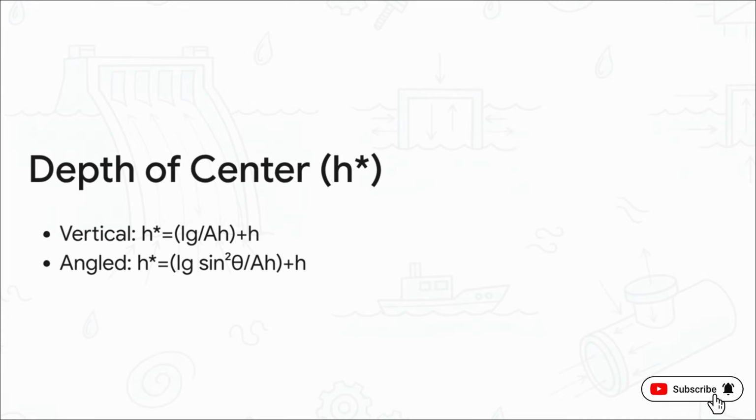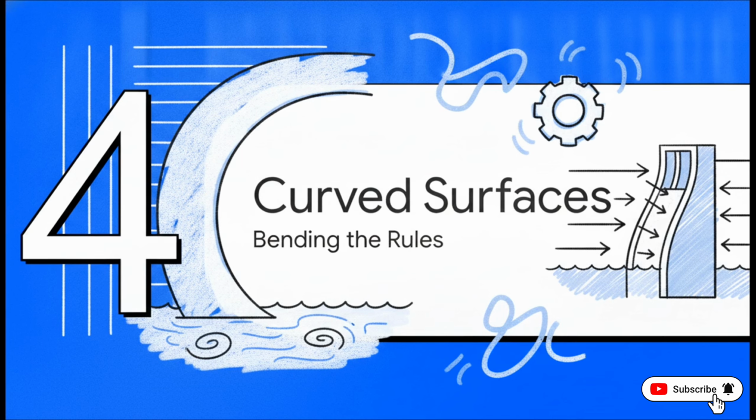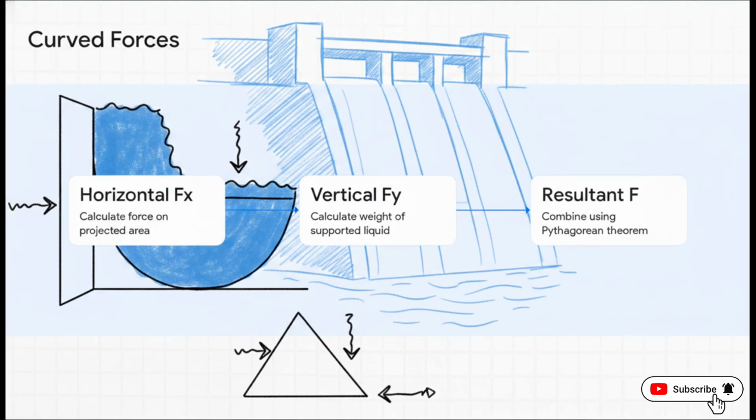Pretty neat, right? All right, Section 4, Forces on Curved Surfaces. Time to bend the rules a bit. So, everything we've talked about up to this point assumes a perfectly flat wall. But what happens when our surface isn't flat? What if it's curved? Calculating forces on a curve directly requires some incredibly complex calculus, mostly because the angle of the push is constantly changing all along the curve.